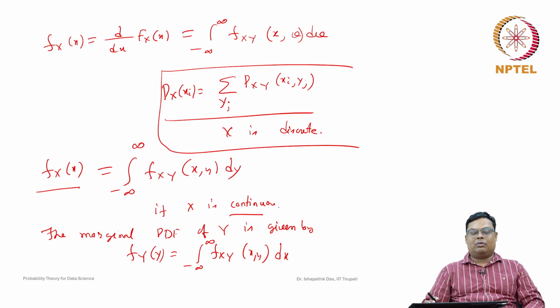Next, I hope you have understood how, whenever the joint probability density function is given, we can find the marginal probability density function of x. Similarly, we can find the marginal probability density function of y. Now we will do some examples also, so that it will be more clear.